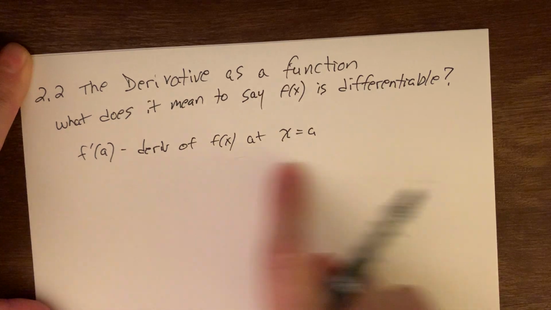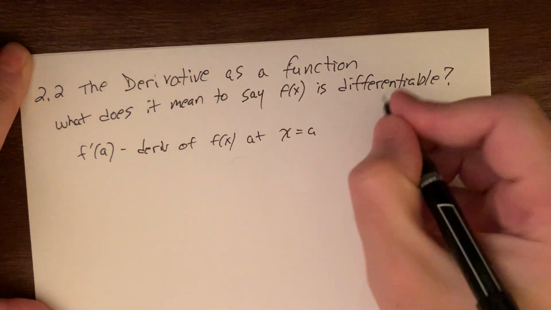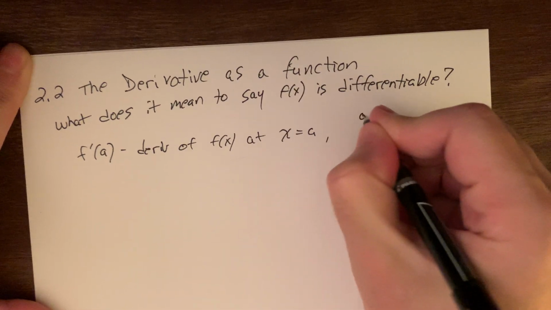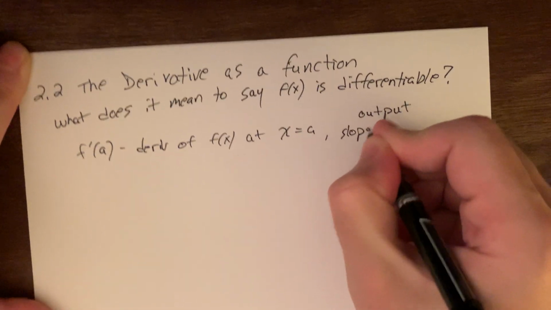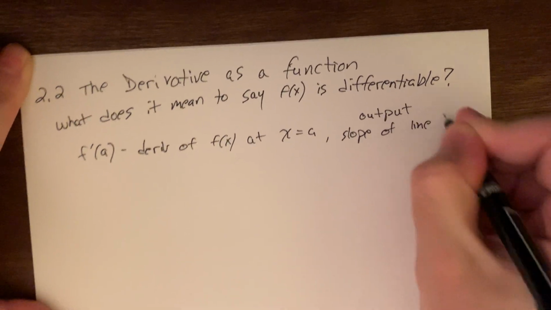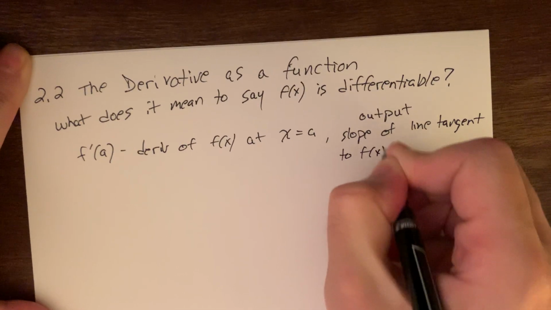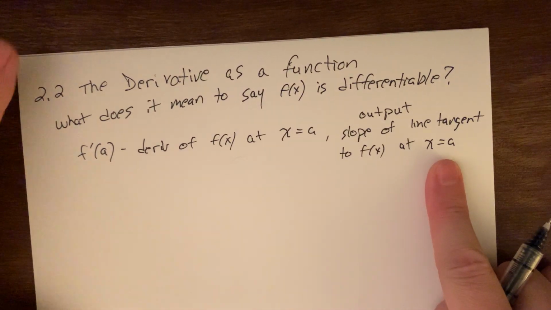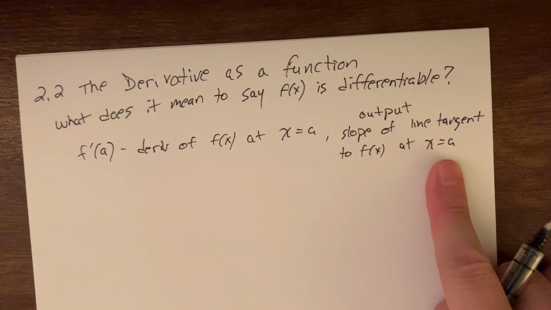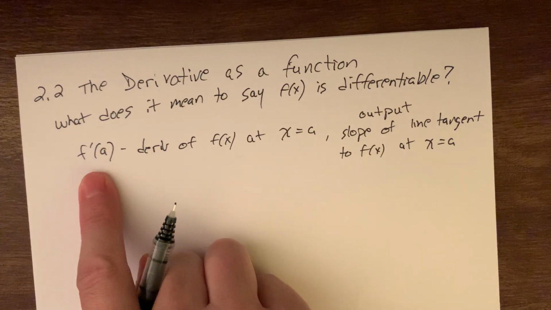This is literally how we're translating it. So the input is this x value a. The output is that this gives us the slope of the line tangent to the original curve f of x at x equals a. So that's how we began. And again, we always started off already having that x-coordinate a.